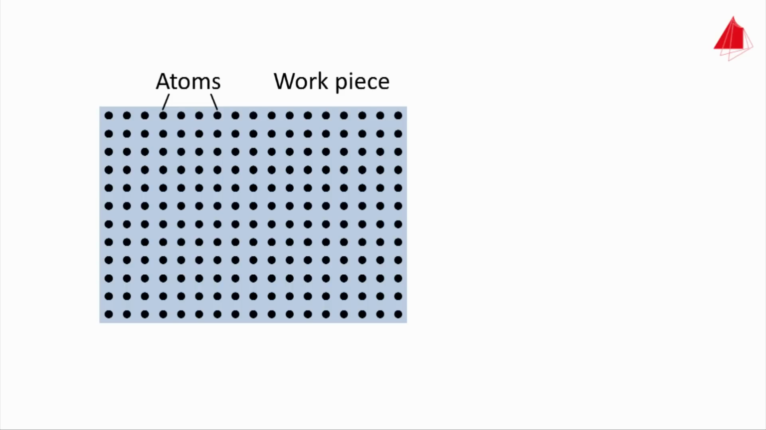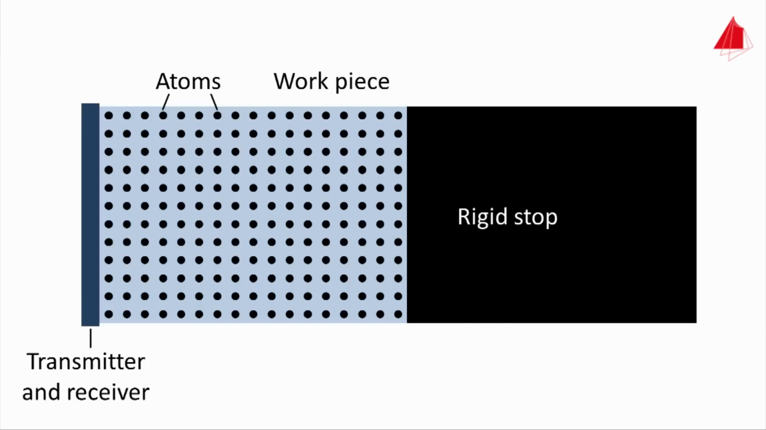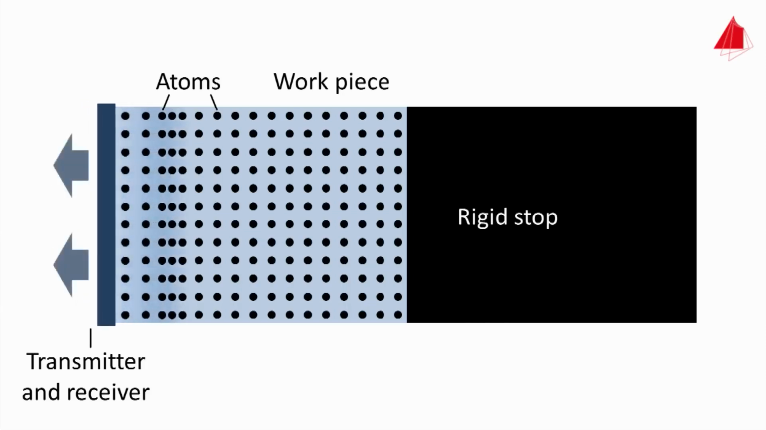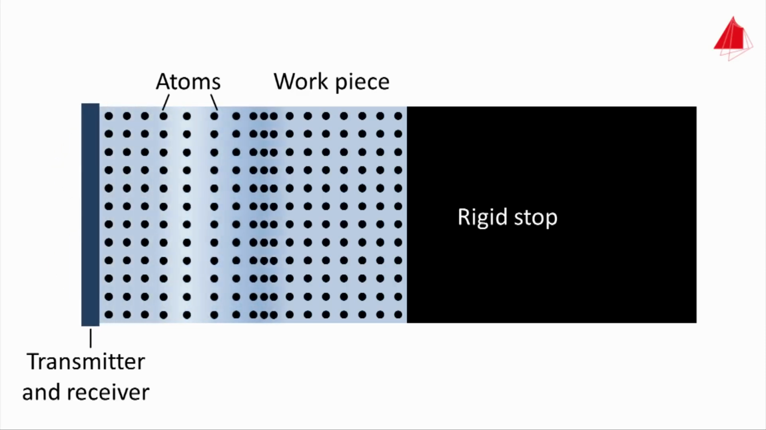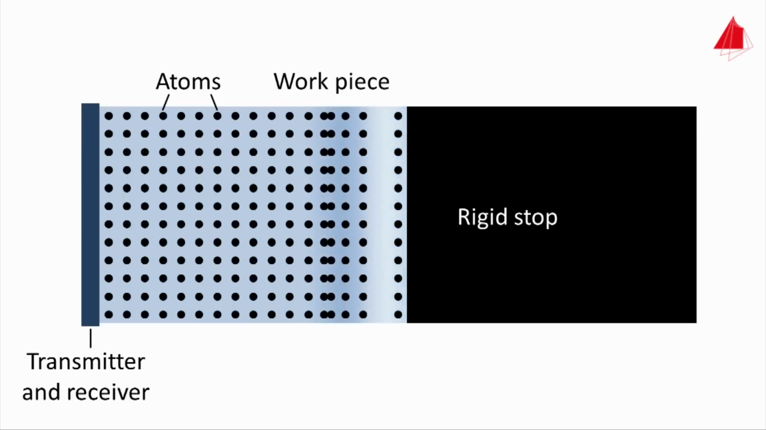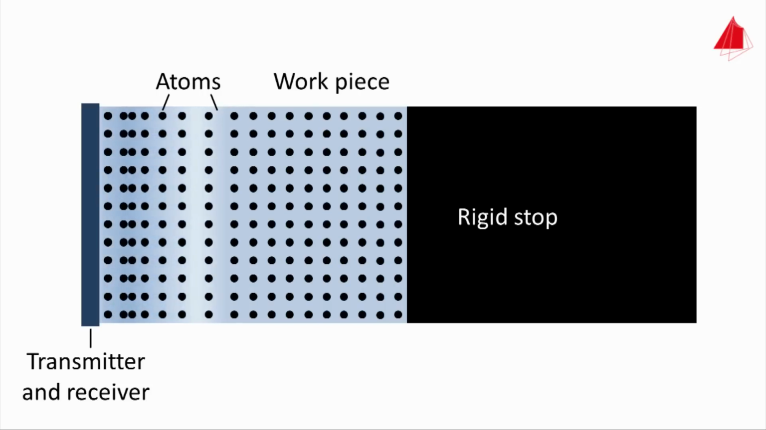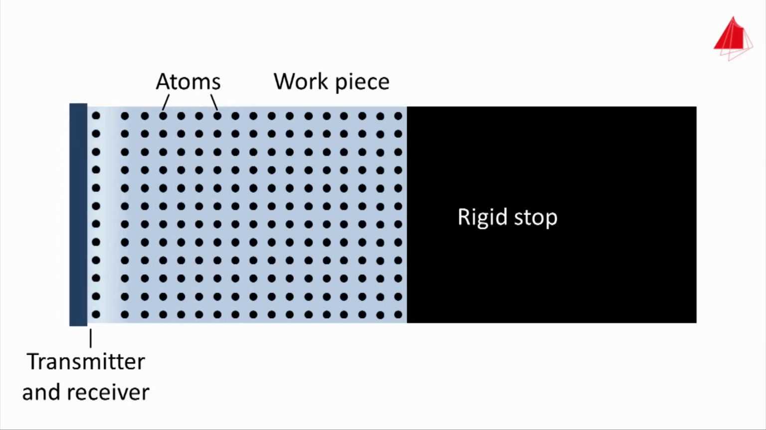To begin with, a rigid unyielding stop is attached to the right front end of the cylinder. At the left front end, a disc is installed. It will be used to transmit and receive sound waves. Pushing and pulling briefly at the disc causes a longitudinal sound wave to propagate through the cylinder. When the sound wave reaches the rigid stop at the right side, it is reflected and runs back towards the disc, which now serves as a receiver.